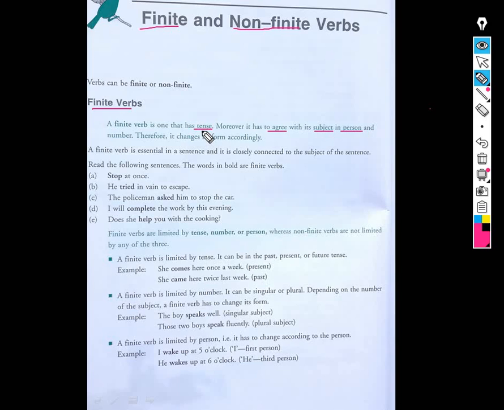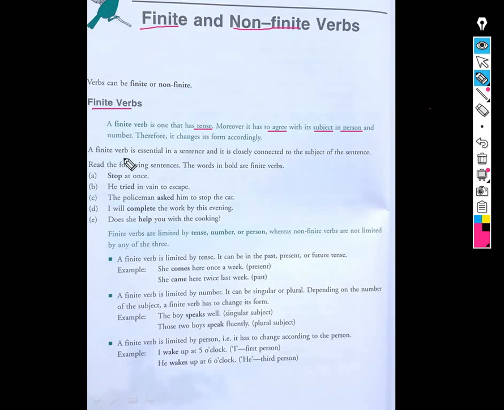So we can say that mostly the verbs that we use in our conversation and writings are finite because most of the verbs change according to tense, or according to subject, according to person and number of subject. Therefore, it changes its form accordingly, according to the number of subject and person of subject.